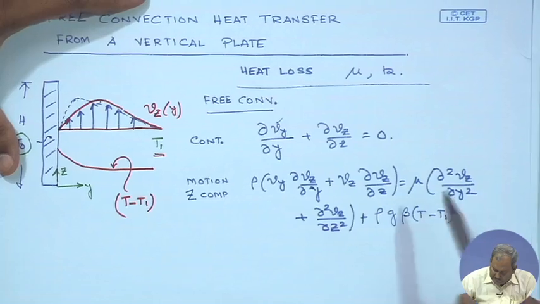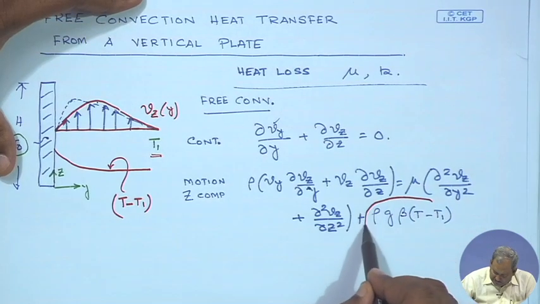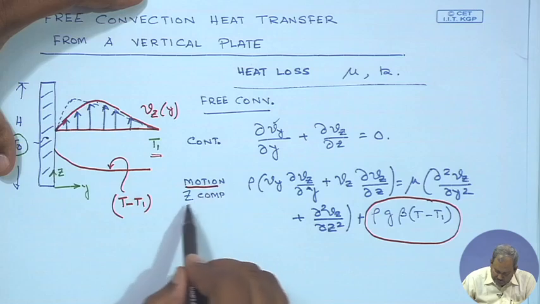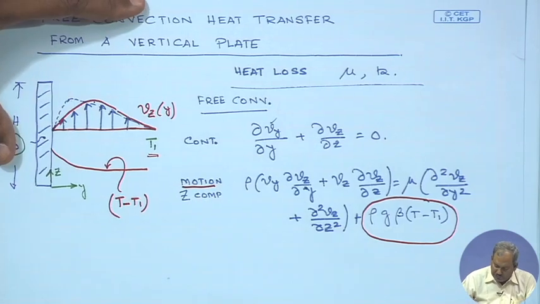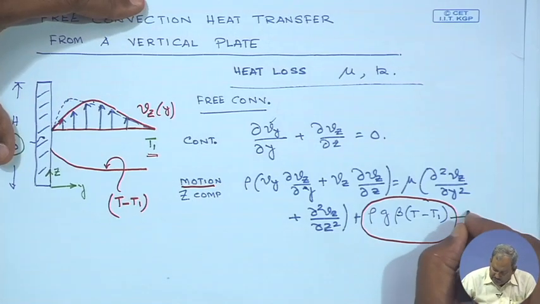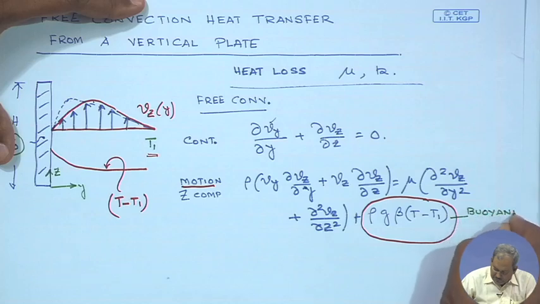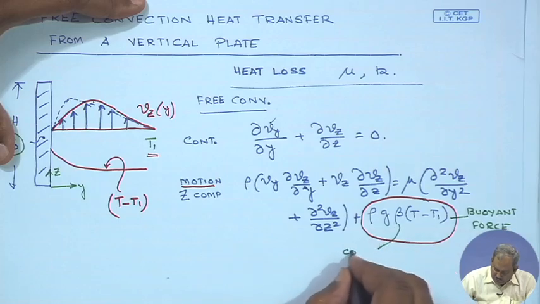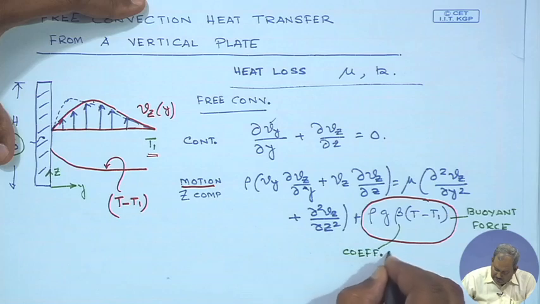So, this is the additional term which appears in the z component of the equation of motion. This essentially gives us the expression for the buoyant force, and beta is the coefficient of thermal expansion.